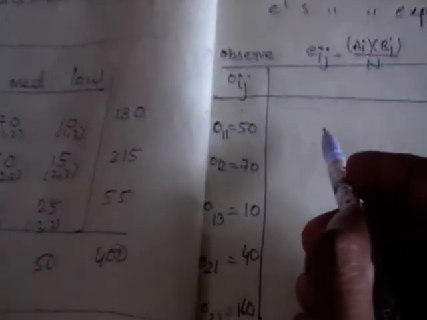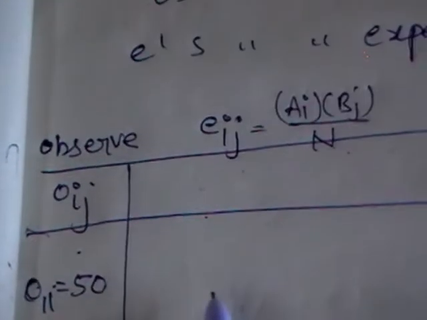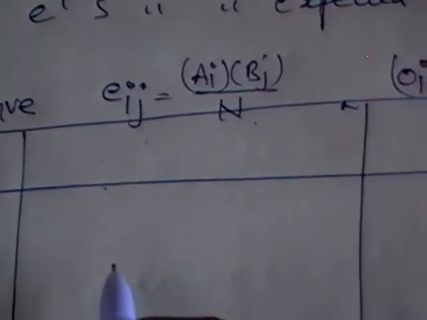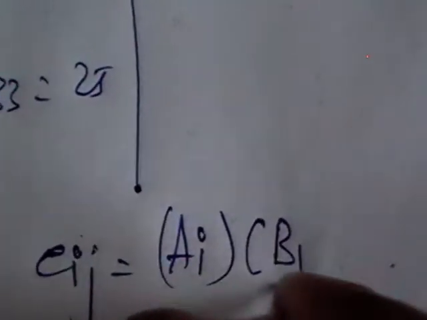Now you should calculate Eij. What is the formula for Eij? The formula for Eij is Ai into Bj by N.